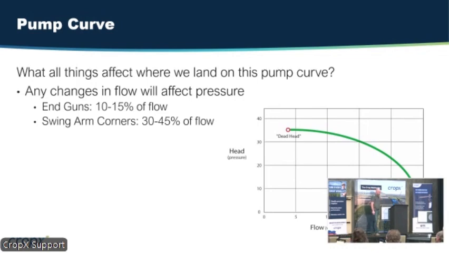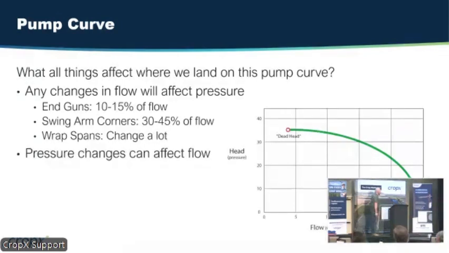A swing arm corner with an end gun could be 30 to 45% of the flow. Okay, so these are major things that have to be talked about with growers, especially if you guys are talking to them about things. And if you hear them say they're thinking about adding a swing arm to a machine to pick up extra acres, make sure they're talking to irrigation experts. Make sure they understand pumps, pipe sizings, all these things, so they don't get themselves in a bad spot just because they think they're going to pick up more acres. Wrap spans, if you guys don't know what a wrap span is, we can basically bend a whole machine. We can shut things off behind it, right? These are all things that can change where we land on these pump curves.